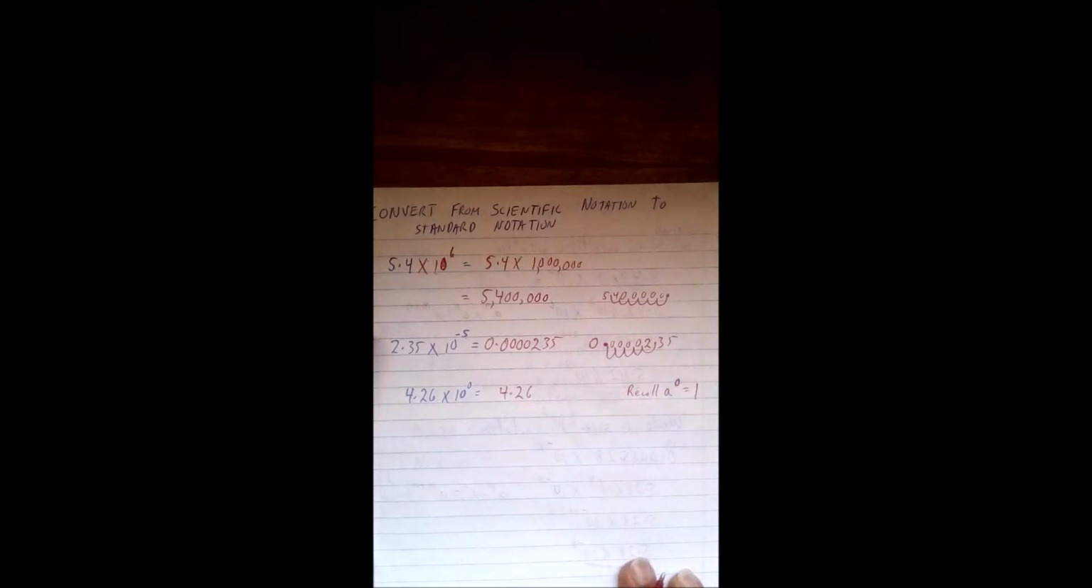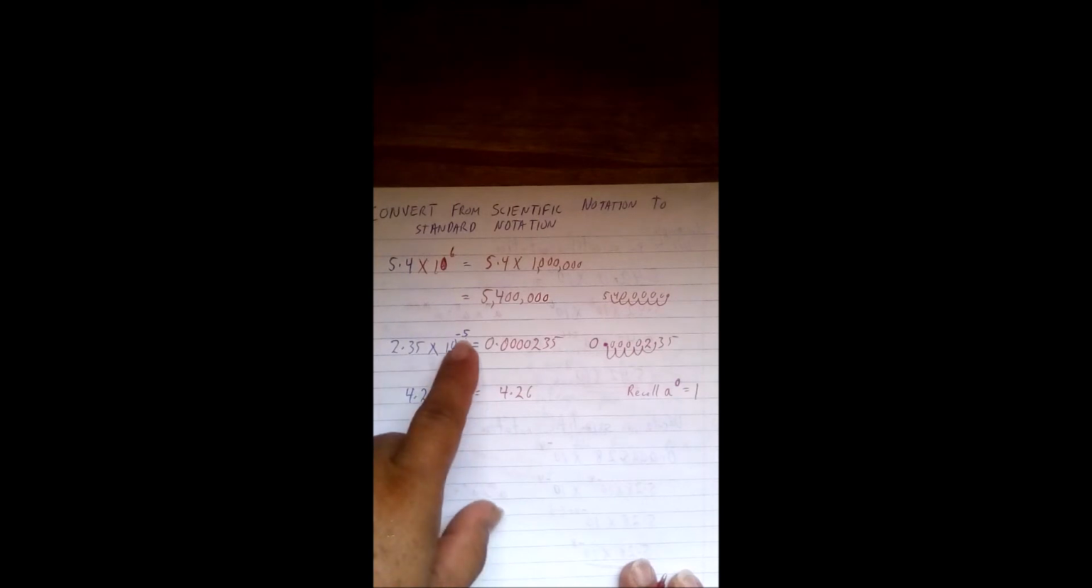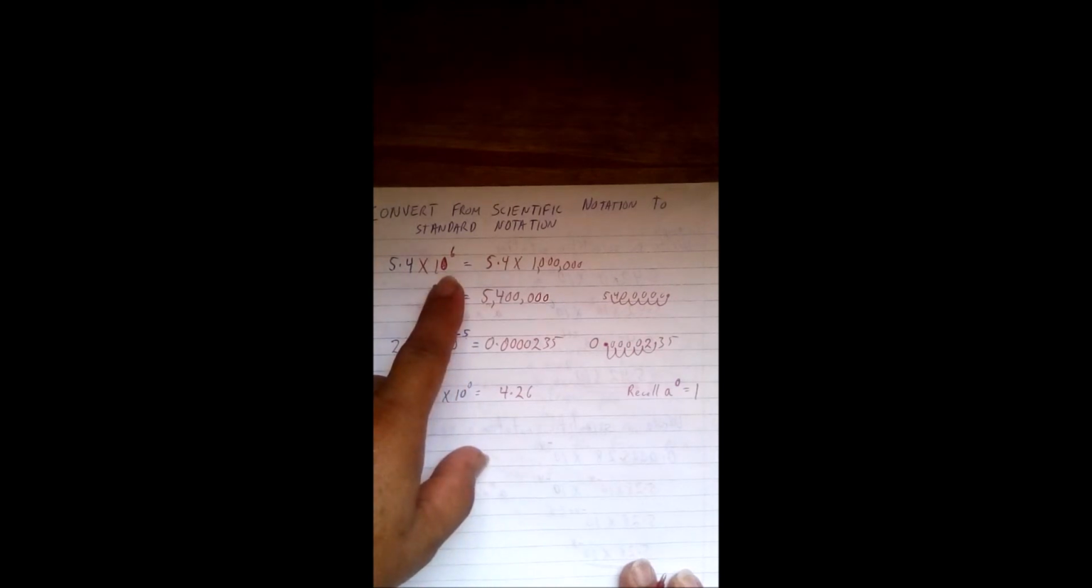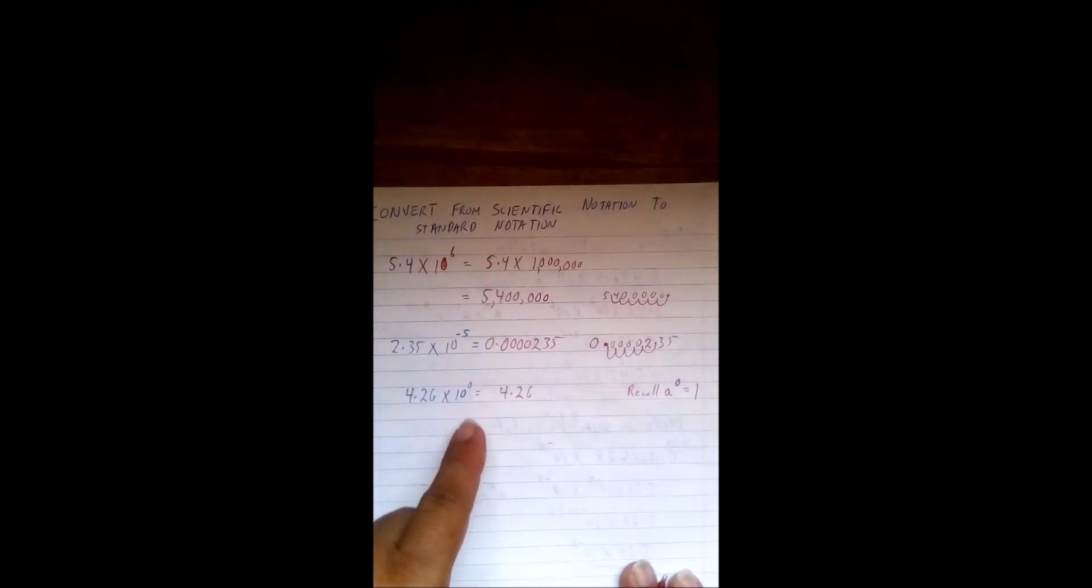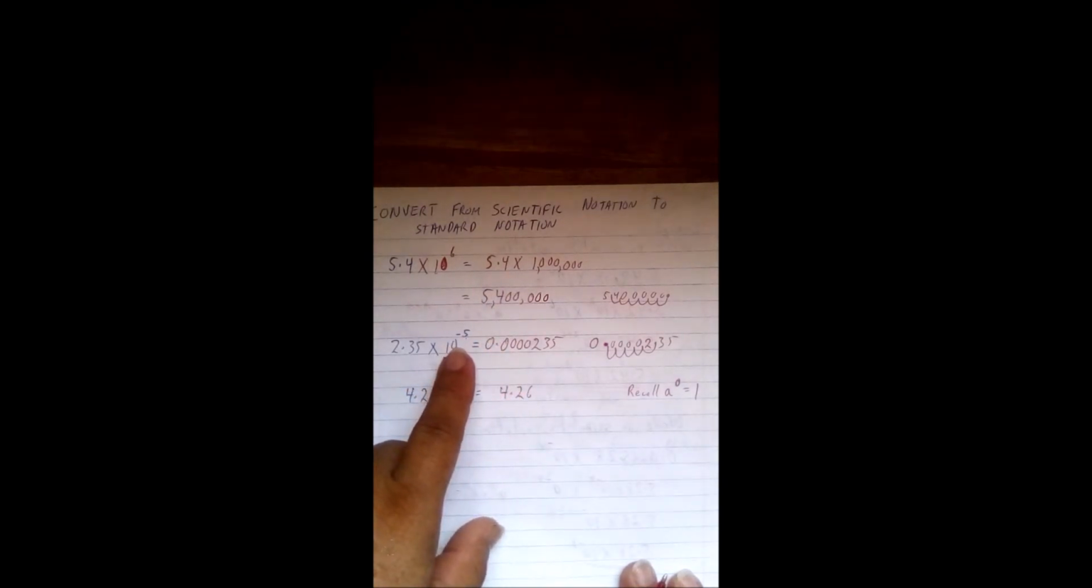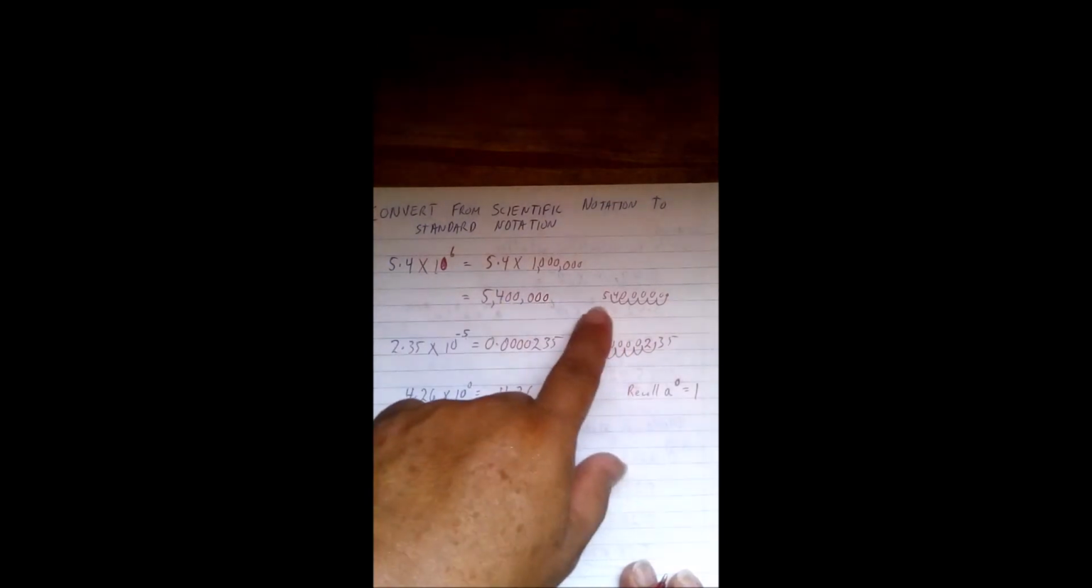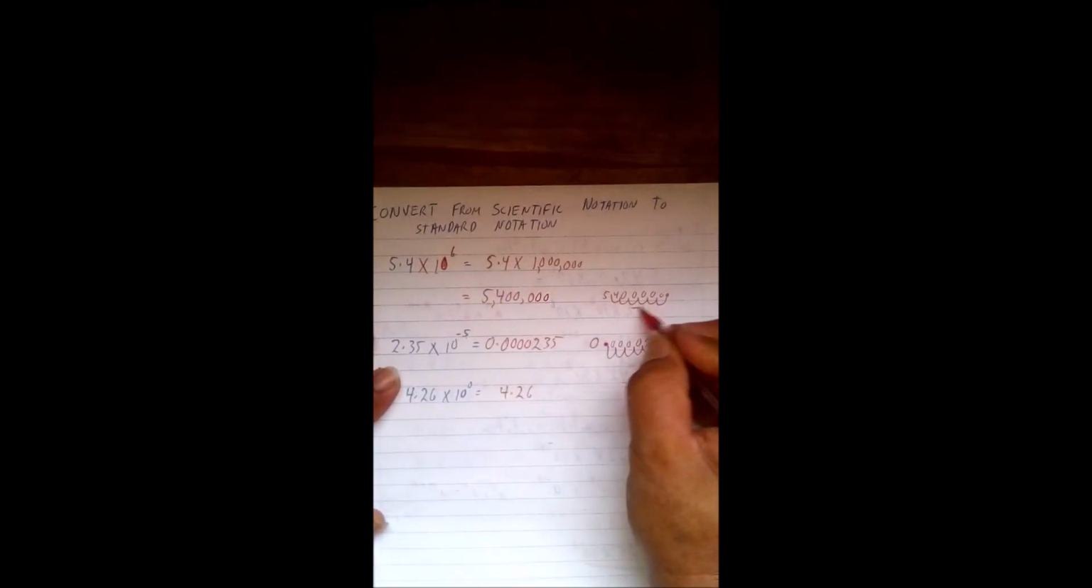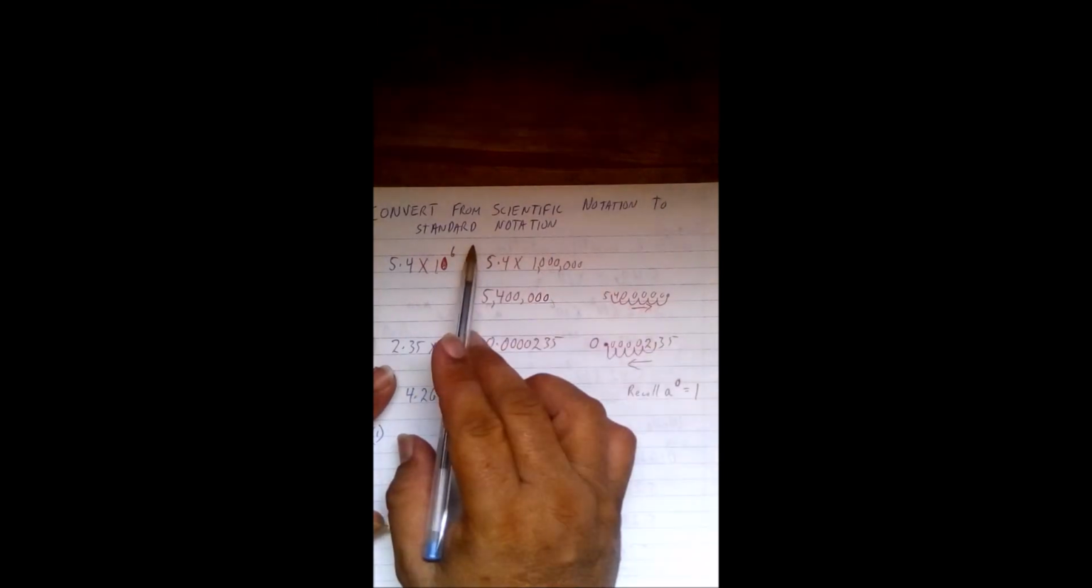So let's go to two main points here. If the exponent on 10 is positive, move the decimal point the same number of places as the exponent. In this case, it will go to the right. If the exponent is negative, as in this one here, move the decimal point the same number of places to the left. So this is going to the right, this is going to the left. Those are the two main pointers for converting scientific notation to standard notation.